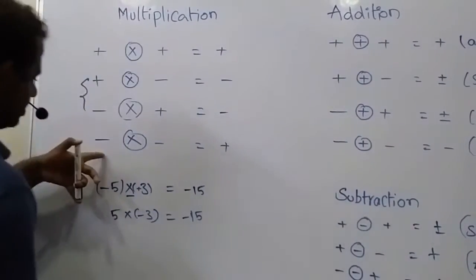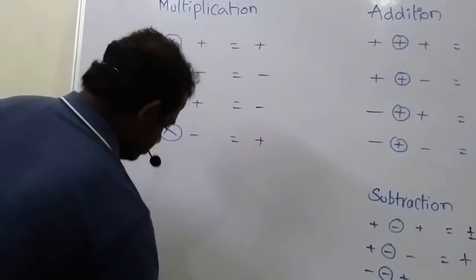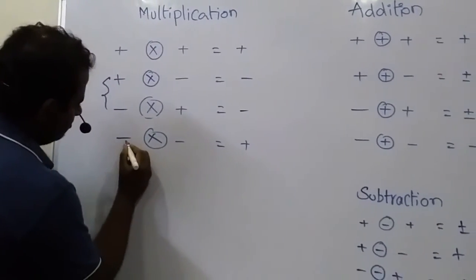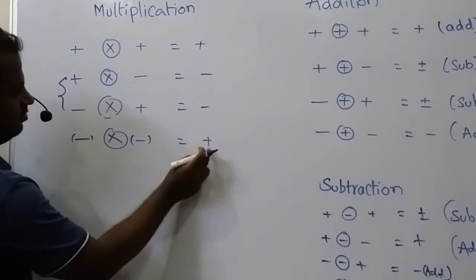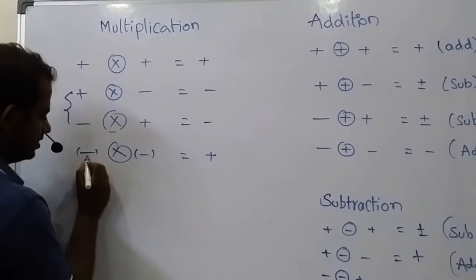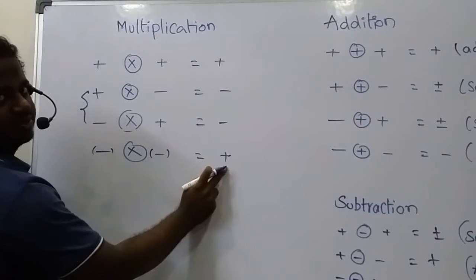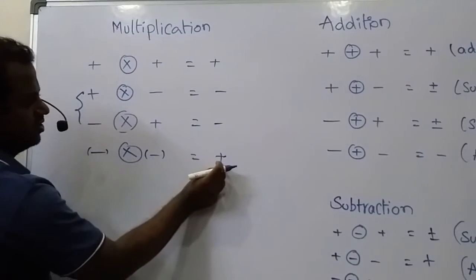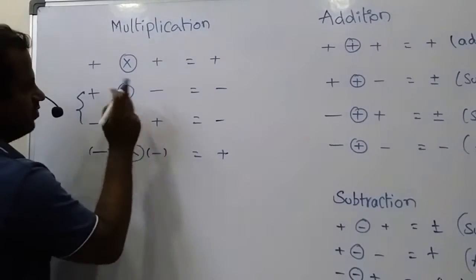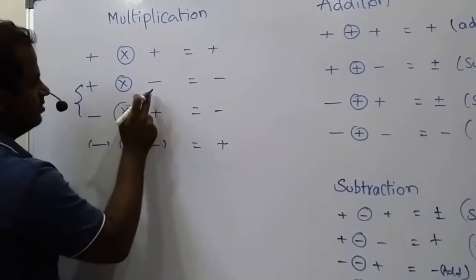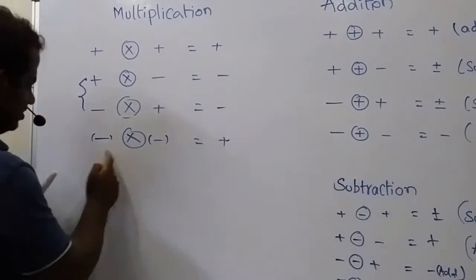Okay, now we'll see the last step. What if we are multiplying two negative numbers? We multiply the two numbers first and put the plus symbol before the multiplication result. Minus into minus becomes plus. If we multiply two negative numbers, we get a positive multiplication result. If out of the two numbers one number is negative, we get a negative multiplication result.